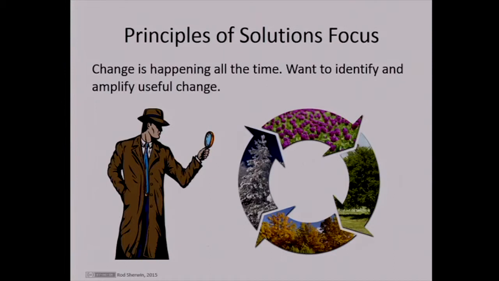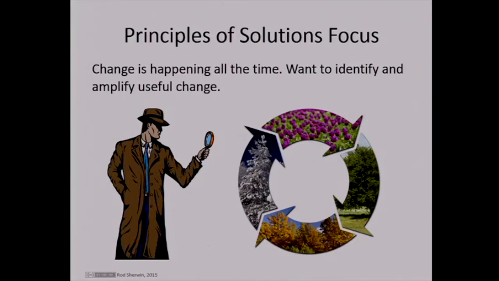So change is happening all the time. Our goal is to be a solution detective and actually find the changes that we want and how to do more of it, amplifying that useful change. And we've got to be a bit of a Sherlock Holmes and dig in there and find it sometimes. Sometimes it's not obvious. But most of the tools we're going to have are for trying to find that useful change. And isn't that a different approach to trying to find the problem, what's the problem, as opposed to what's useful, how can we do more of it?